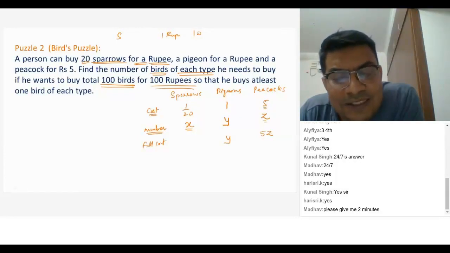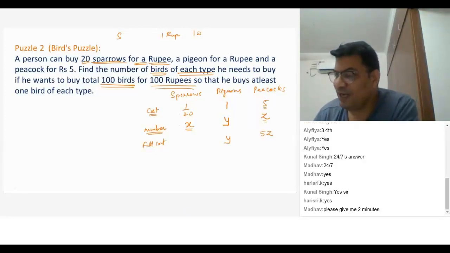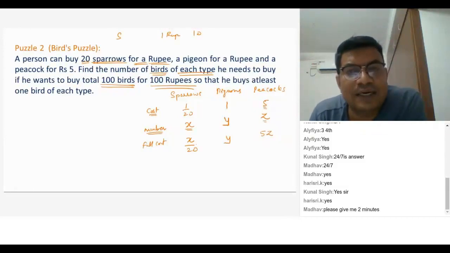Now tell me, if each sparrow costs you 1/20th, there are X sparrows, therefore X into 1/20. X into 1/20 will be X by 20. So that will be the cost incurred in buying sparrows.